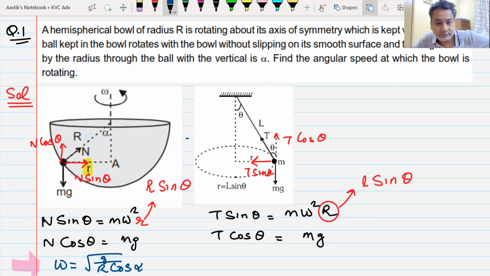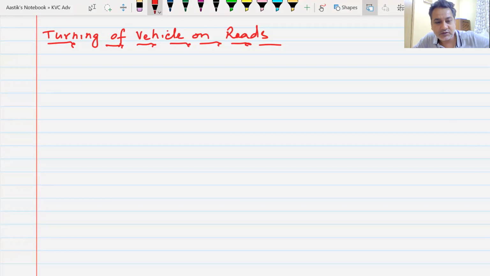That takes us to the next topic, which is turning of vehicles on road. How do vehicles turn on road? If the vehicle has to turn, it must change the direction of velocity. Who is going to change the direction of velocity?